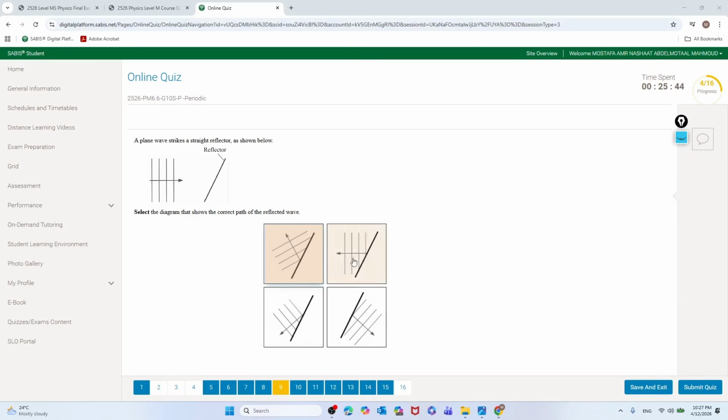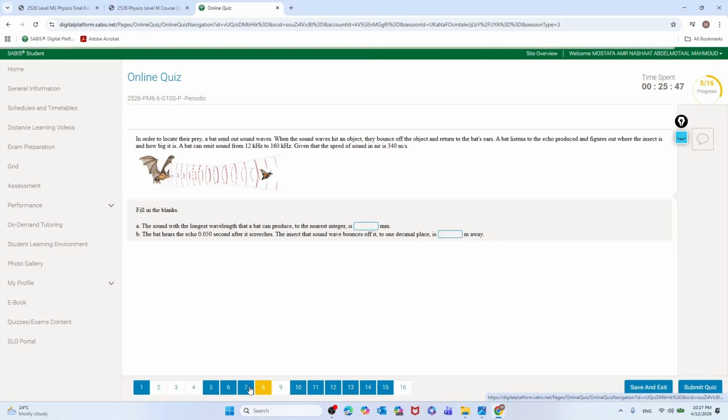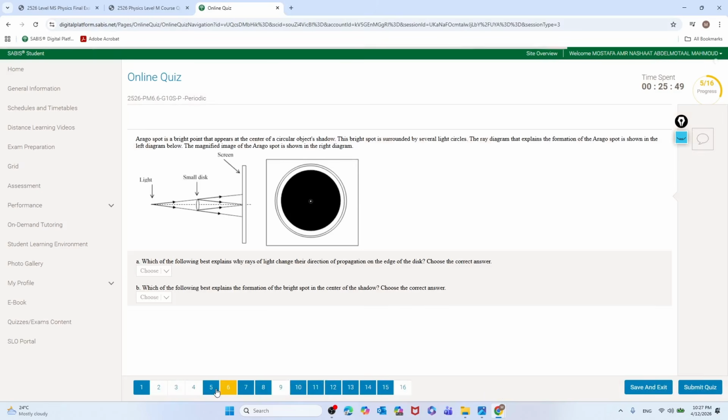Yeah, let's solve a few questions about that, and then the vid's over. So, where was that one question I said we still did? Okay. Arago spot is a bright point that appears at the center of a circular object's shadow. This bright spot is surrounded by several light circles. The bright spot is constructive interference of the two waves, and the dark is destructive interference. Arago spot is shown in the left below the magnified image of the Arago spot shown in the right diagram.